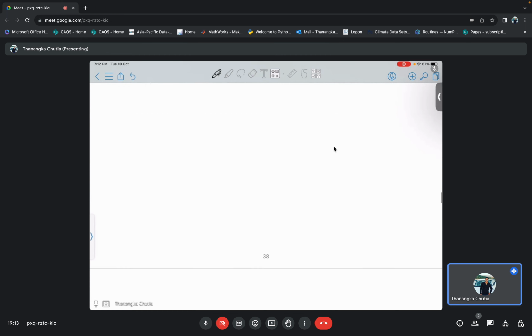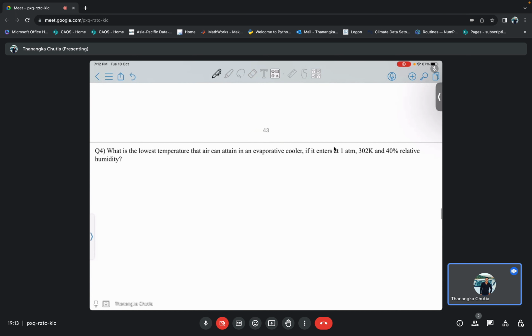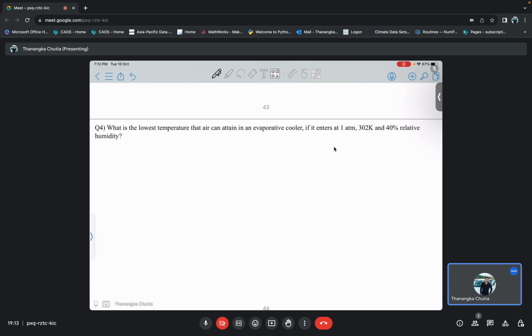So let us go to the next question. What is the lowest temperature that an air can attain in an evaporative cooler if it enters at 1 atmosphere and 302 Kelvin and 40% relative humidity? Okay, so what is the lowest temperature that it can attain? We all know that the lowest temperature is nothing but the dew point temperature.